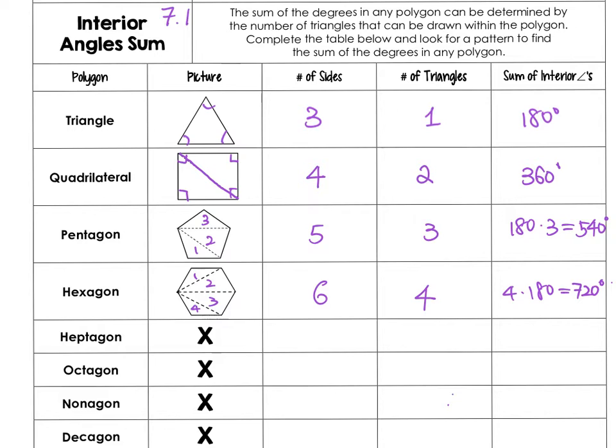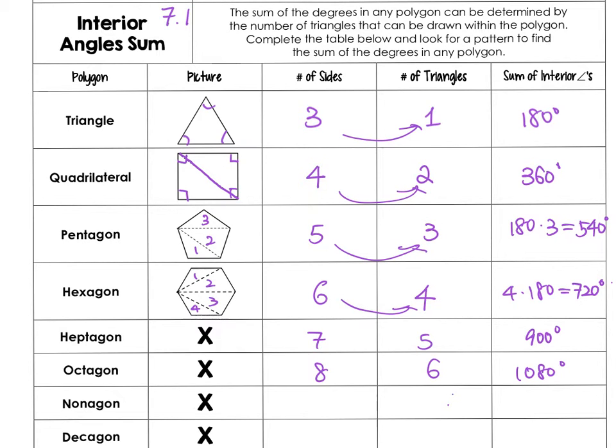Right? So by this pattern, you will know, it doesn't matter how many sides I give you. A heptagon has 7 sides. Look at this pattern here, 3 to 1, 4 to 2, 5 to 3, 6 to 4. So 7 minus 2 would give me 5 triangles inside. 5 times 180, I should have 900 degrees. An octagon has 8 sides, therefore 6 triangles. 6 times 180 is 1080.